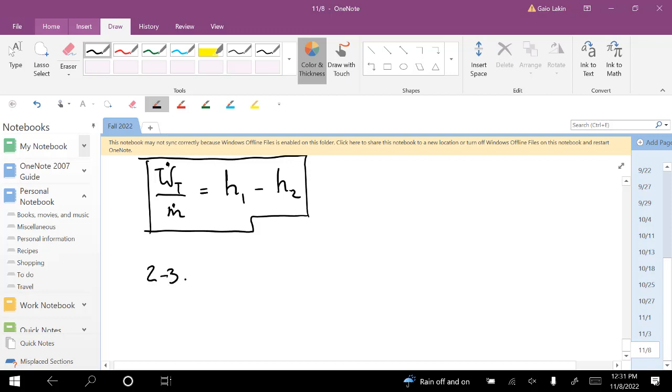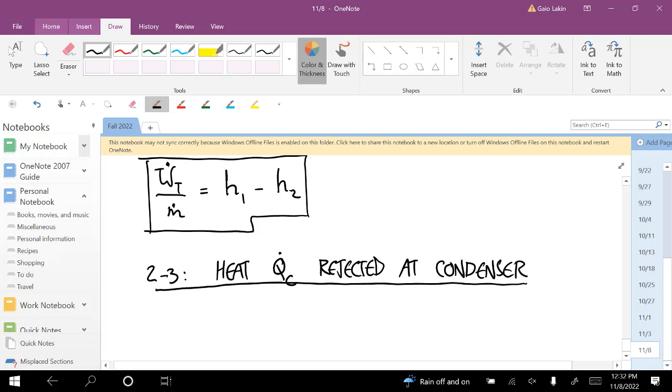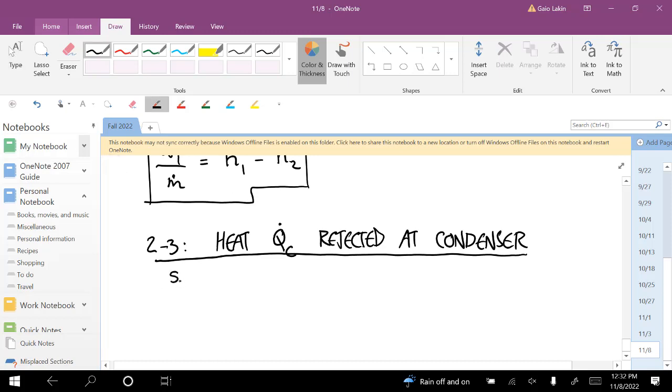Next, going from state two to state three, we have an amount of heat QC, or at a rate QC dot, that's rejected. Again, we're going to assume steady state. We're going to assume change in potential energy, change in kinetic energy, and W dot are all equal to zero. This is just a rigid device.